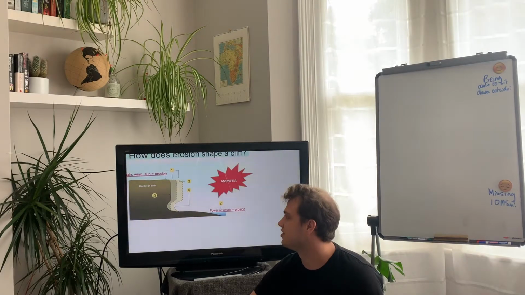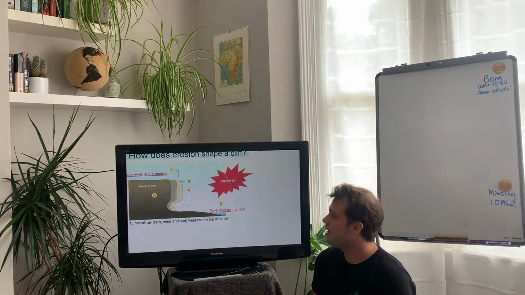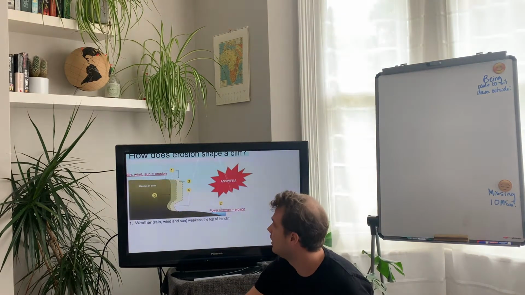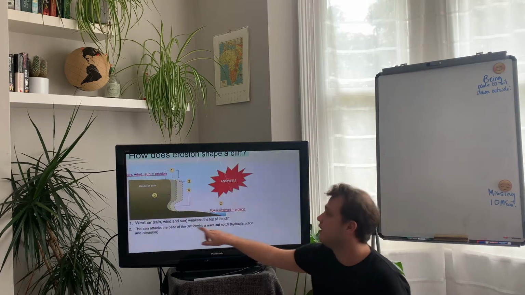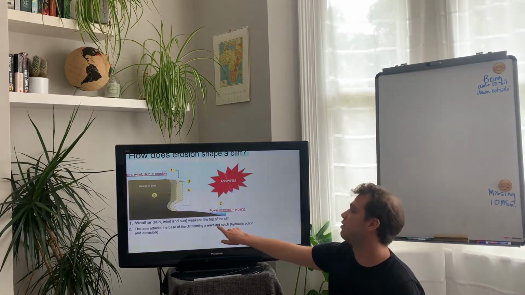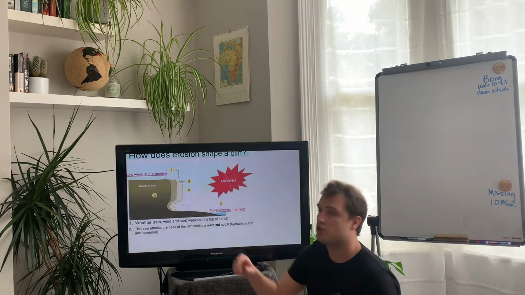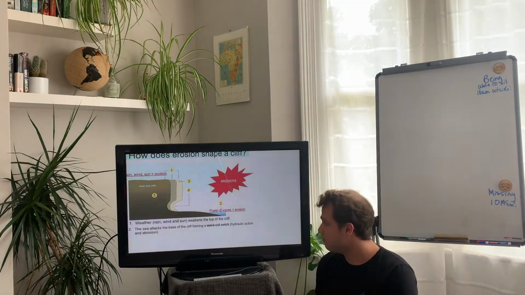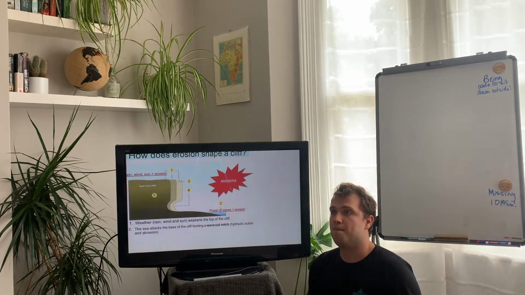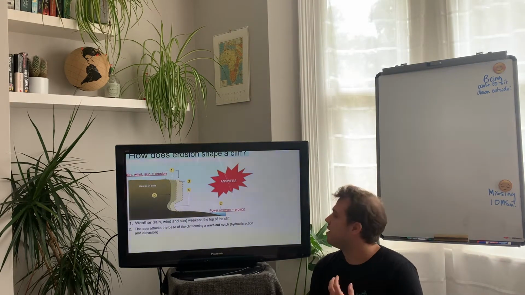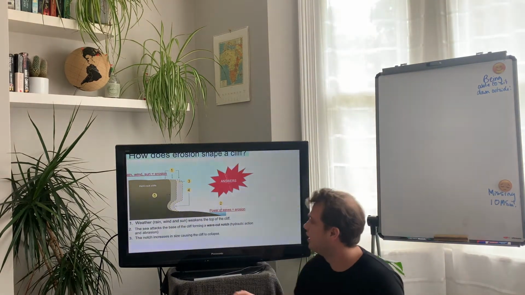Okay, let's go through our answers then. So, number one, weather from rain, wind, sun weaken the top of our cliff. So this is up here. Number two, the sea attacks the base of the cliff, creating our wave-cut notch. It attacks it mainly using hydraulic action and abrasion. Those are your main two types of erosion that will erode the base of a cliff.